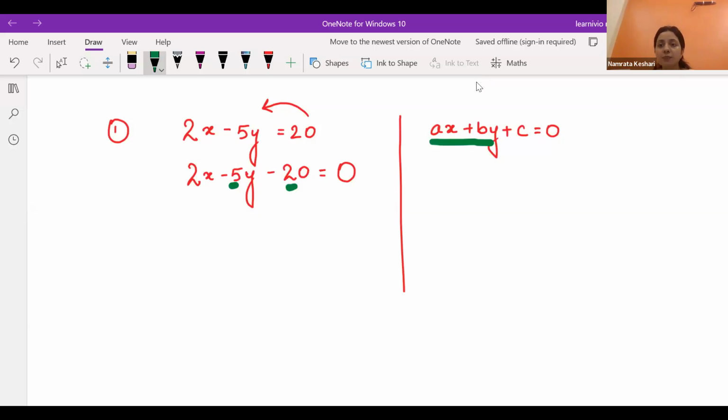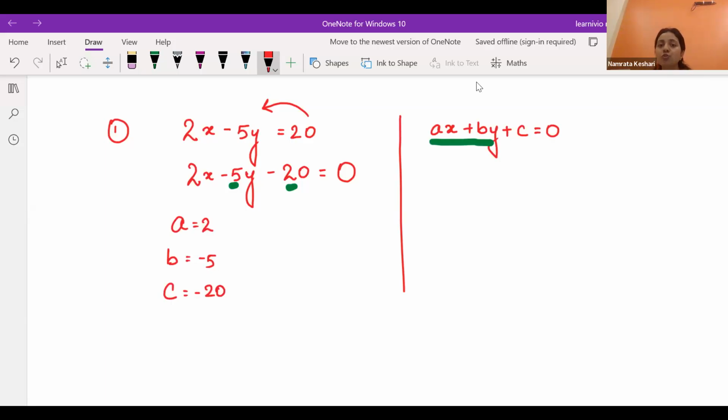In the number system chapter you have already learned that a number can be positive or negative. So whatever it is, positive or negative, we keep it as it is. Now we say our A is positive 2, our B is negative 5, and our C is negative 20. By mistake also we will not say that our A is 2x.